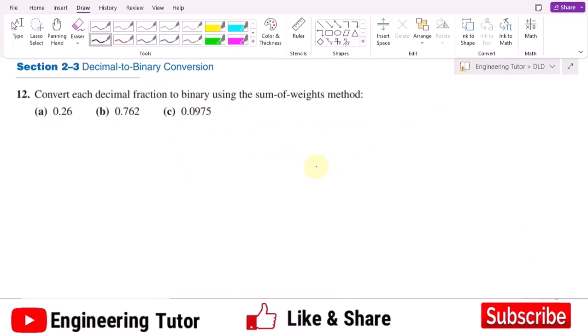Welcome back, guys. So this is question number 12 of our book, in which we are asked to convert each decimal fraction to binary using the sum of weights method. If you recall, previously we converted decimal numbers to binary numbers by using the sum of weights method. But this question is different from the previous one because it contains the decimal number which is mentioned here.